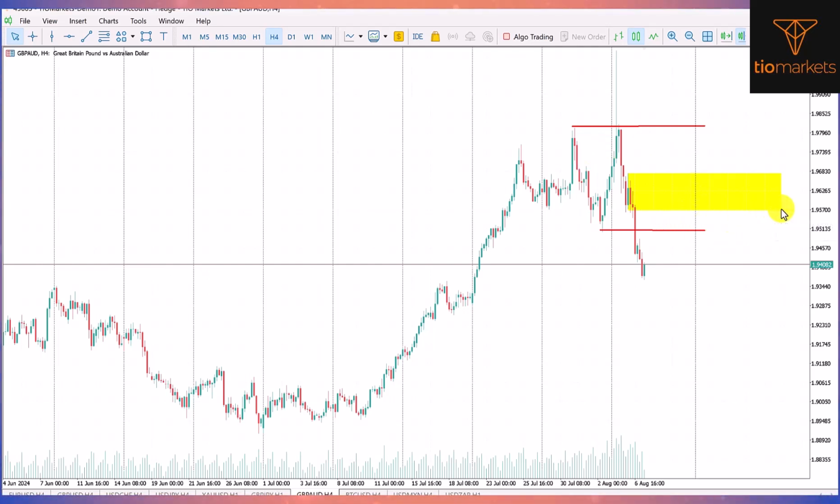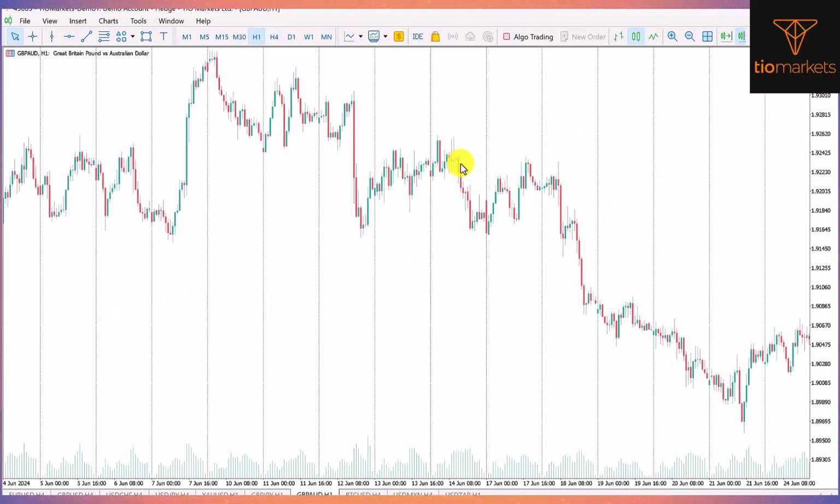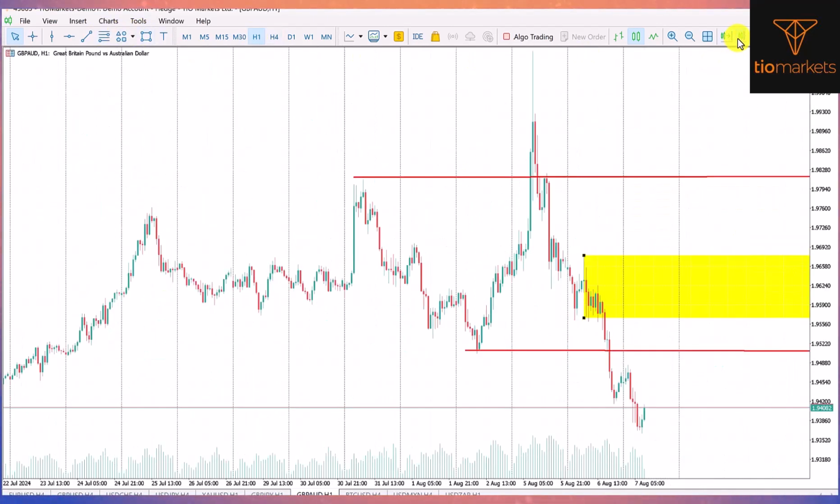And remember, this order block that we have marked on the H4 is not the one that we are going to use. This is for reference purposes when you go to the H1, and this is the H1 time frame. From the H1, you see that price is making a downtrend move that you can see here. So this yellow zone is the order block from the H4, and we are keeping it as reference.